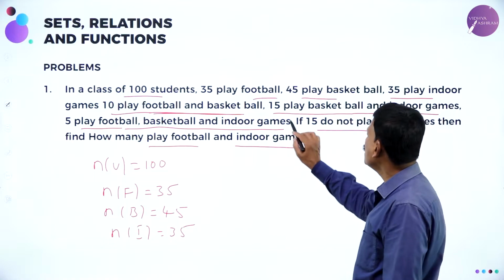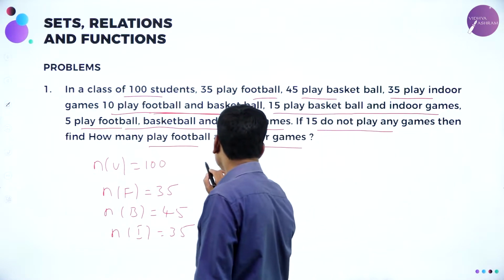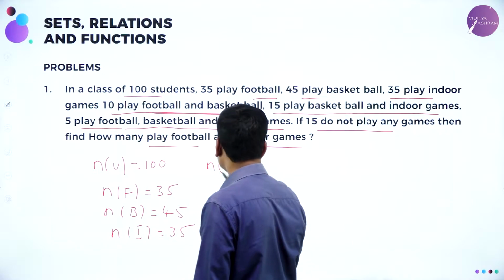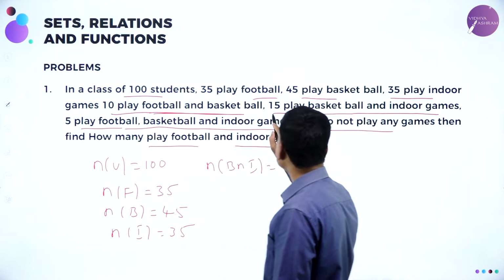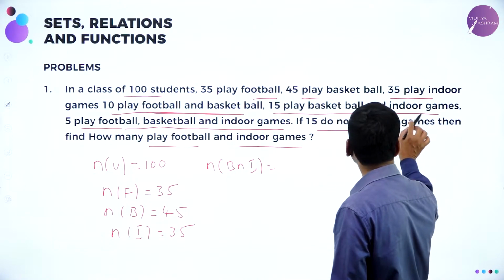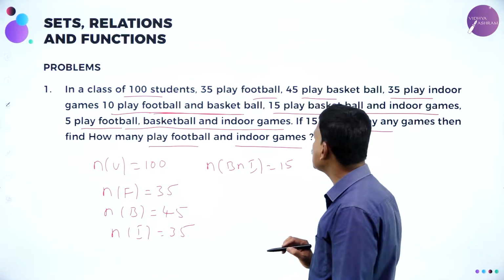Okay, let us come to the next. 15 play basketball and indoor games. So 15 is the number of students who play basketball intersection indoor games. So the intersection of B and I is 15.